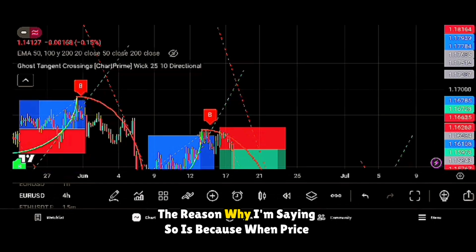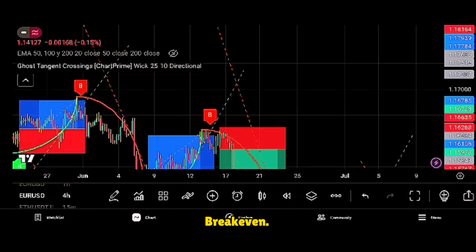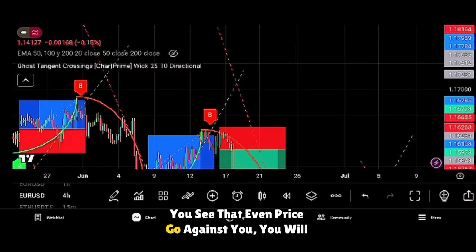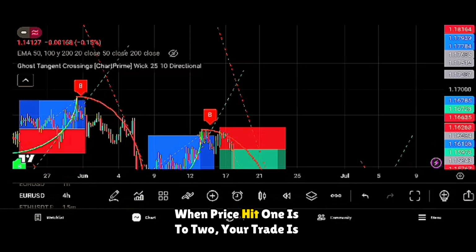The reason why I'm saying so is because when price hits 1:1, you take your trade to break even, so even if price goes against you, you will not lose any money. When price hits 1:2, your trade is already at break even. Even if it comes back and goes against you, you will not lose any money. You see that all your 1:3 trades will always be a win and you will always be at the top. Make sure to use proper risk management.